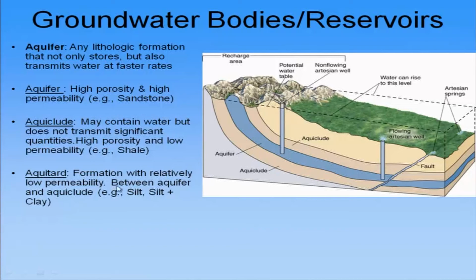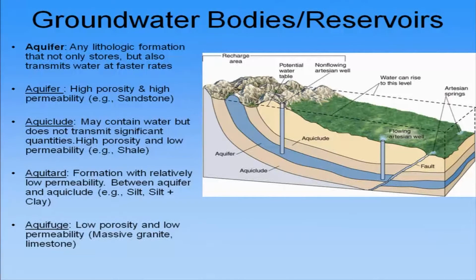Aquitard further is a formation with relatively low permeability, so it ranges between aquifer and aquiclude. Any layer having relatively low permeability can be classified between aquifer and aquiclude. Example, if the sediment size is silt or silt plus clay, then it is termed an aquitard.